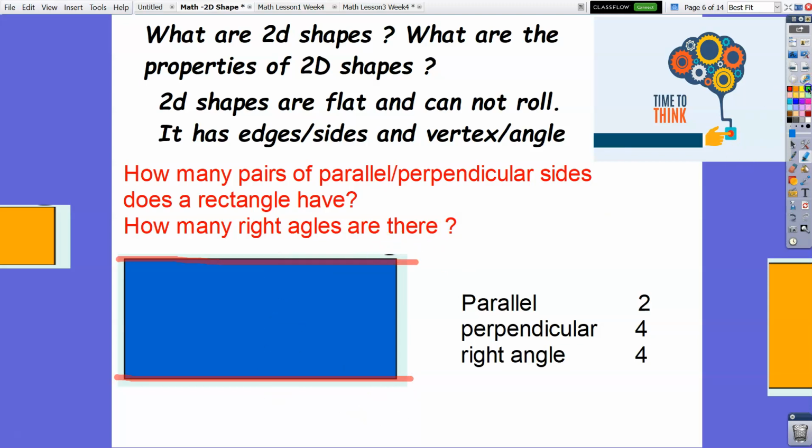I'm going to use another color, which is green. Another line here and another line on the other side are also parallel. They do not meet. So there are 2 pairs of parallel lines. To show you the perpendicular lines, we have here this point where 2 lines meet. 2, 3, 4. There are 4 perpendicular lines, and it all forms 4 right angles.